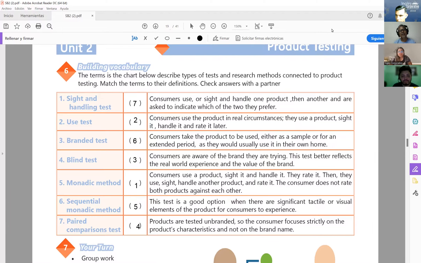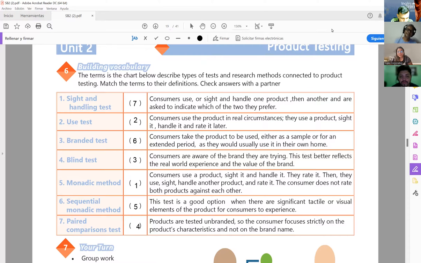Blind. Okay, number five is monadic method. In this case, this is a good option when there are significant tactile or visual elements of the product for the customer to experience. Number six is sequential monadic method. Consumers take the product to be used either as a sample or for an extended period, as they will usually use it in their own home.